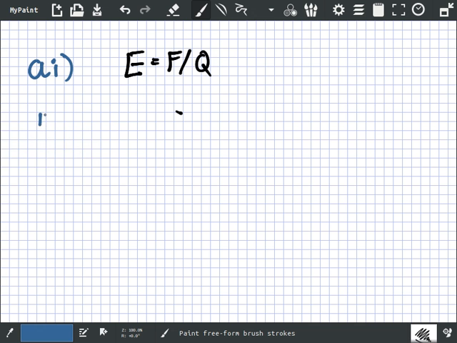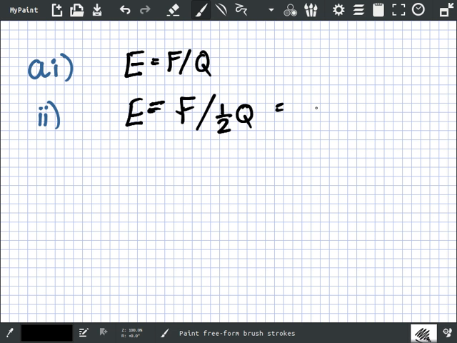A part 2. If the charge Q is halved, what is the effect on each of these quantities? Force is halved and field is not changed. So basically if it's like this now, this becomes 2F over Q.